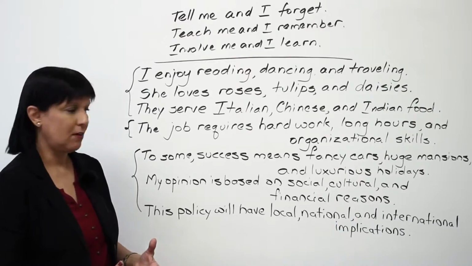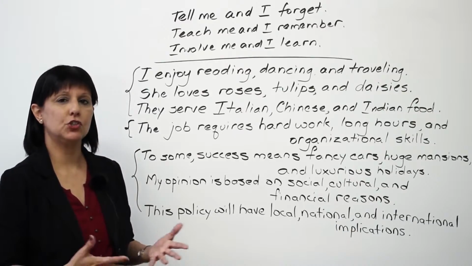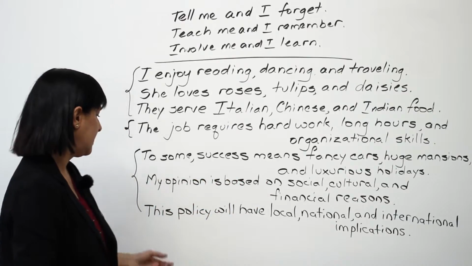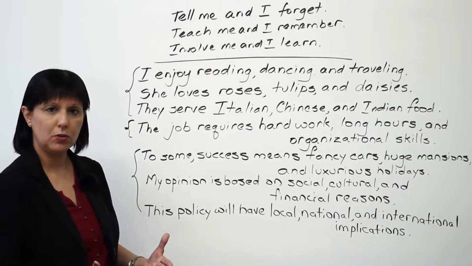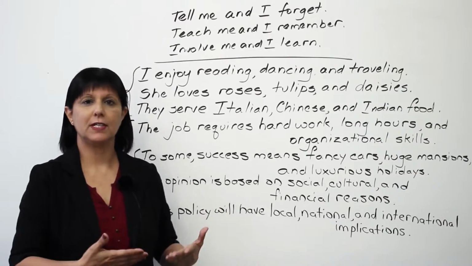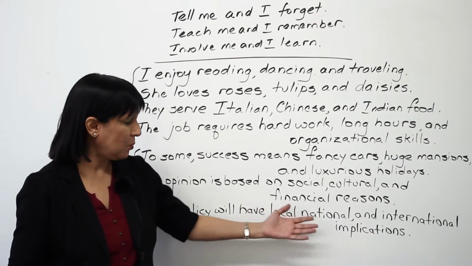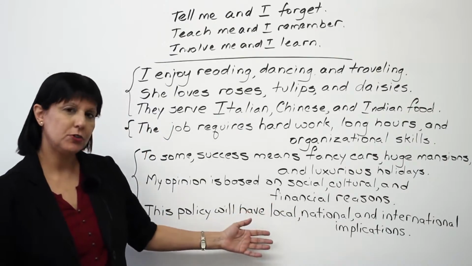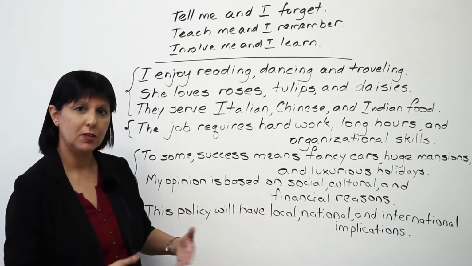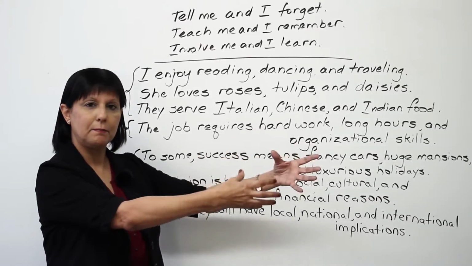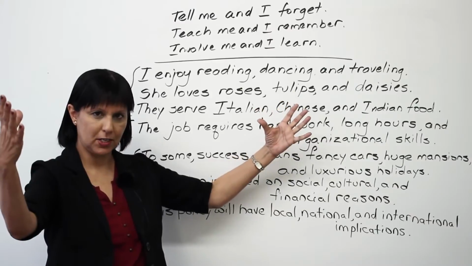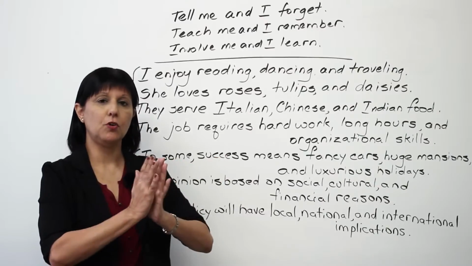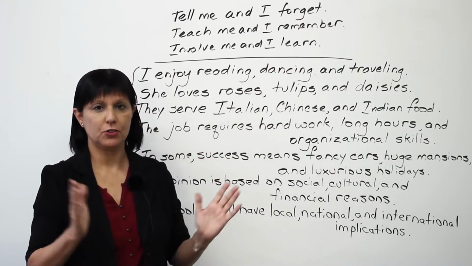My opinion is based on social, cultural, and financial reasons. I'll say three examples, very powerful, very strong. This policy will have local, national, and international implications. All right? See how good that sounds, how well it flows. And also here what's happening is you're starting with something small, which is the word local, and getting bigger. Local, national, international. Also another technique. So along with three, sometimes we go from small, medium, large. You can also do that.